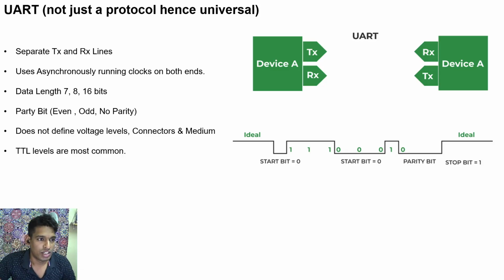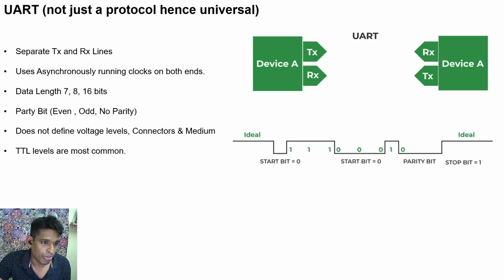So what UART does is it defines TX and RX lines. TX is transmit and RX is receive. So it defines that a particular device that follows the UART shall have separate TX and RX lines. It does not specify how many lines per TX, how many lines per RX. It only mentions that they should be separate.